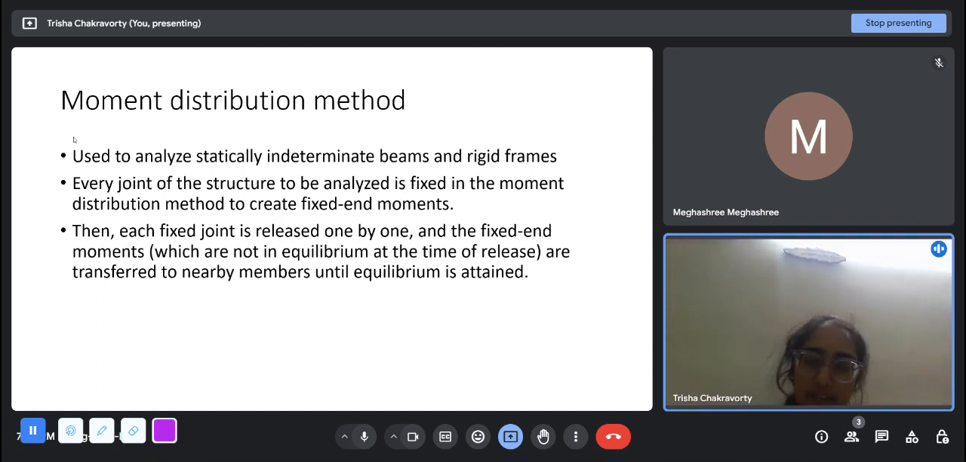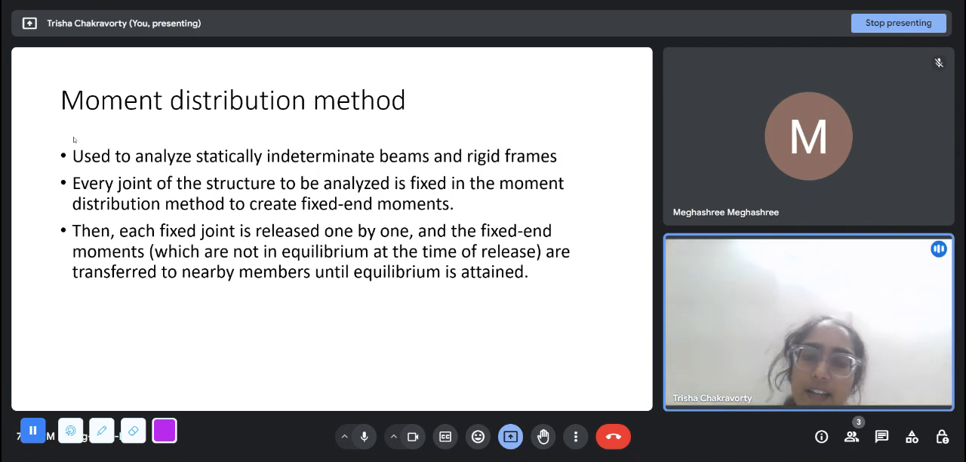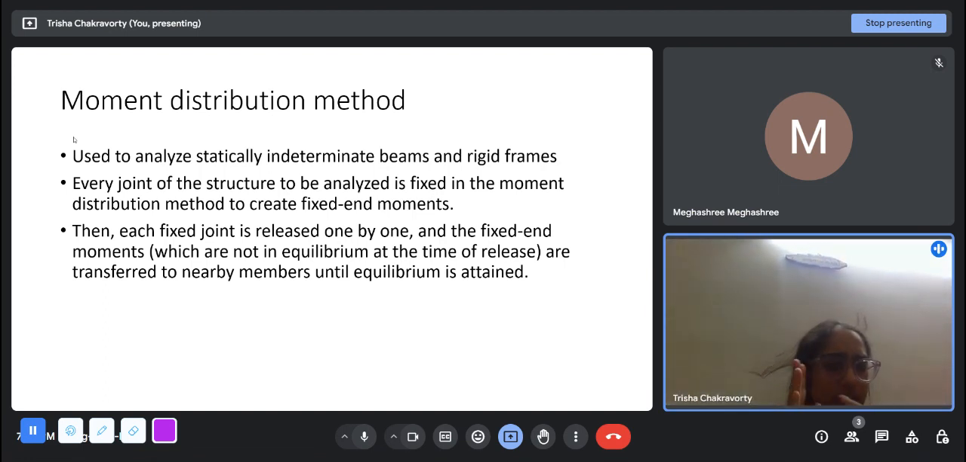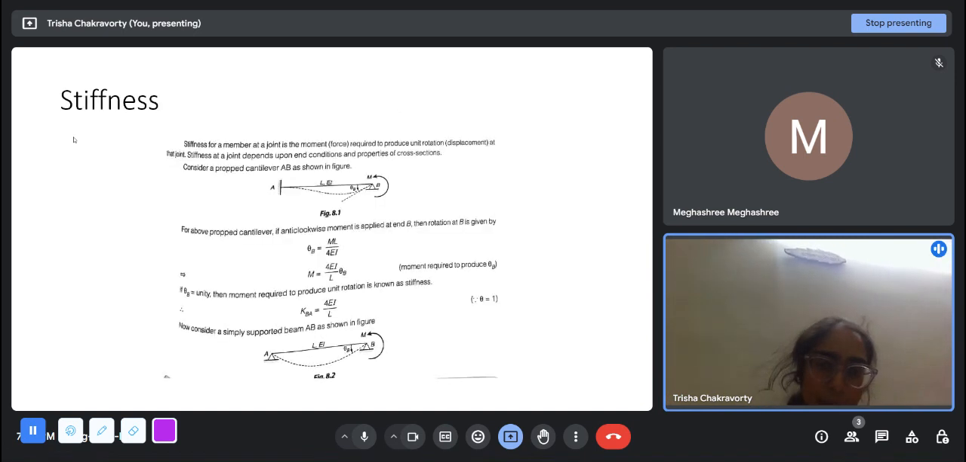This method is used to analyze statically indeterminate beams and rigid frames. Here, every joint of the structure is to be analyzed. They are assumed to be fixed in moment distribution method. Fixed means all three degrees of freedom are restrained. Then each fixed joint is released one by one, and the fixed end moments which are not in equilibrium at the time of release are transferred to nearby members until equilibrium is attained. So we do this in the form of a table. This sounds confusing right now, but a few examples will make it clear.